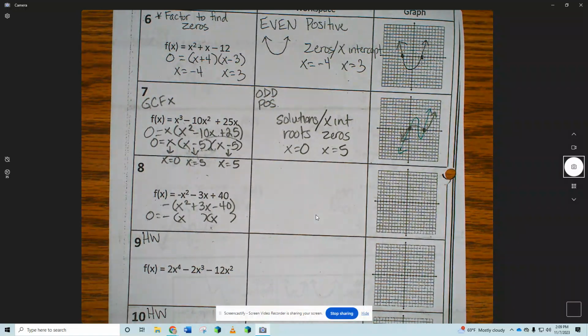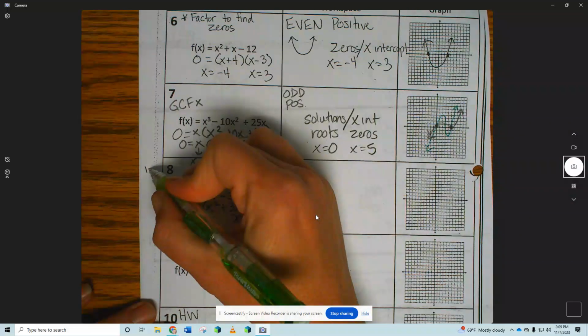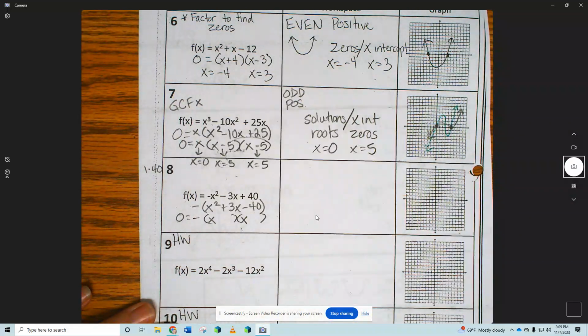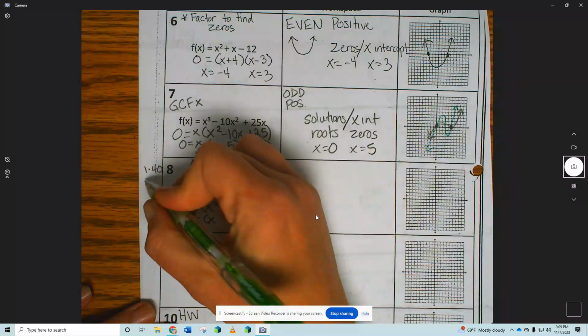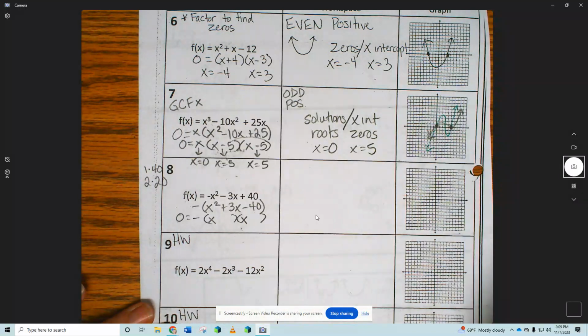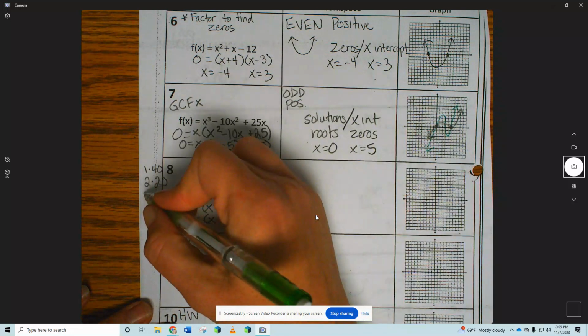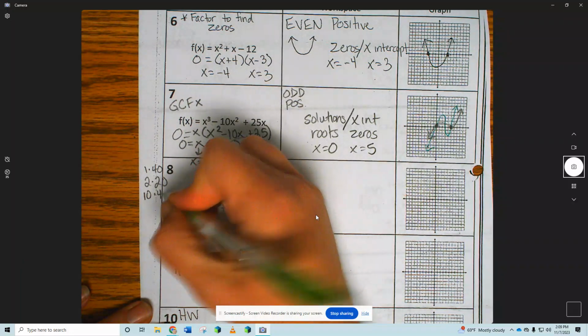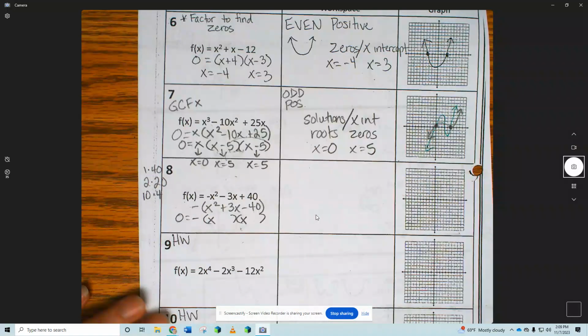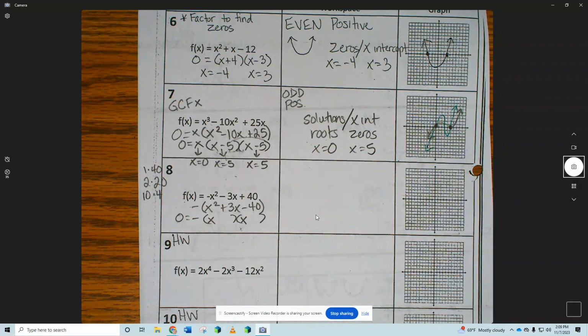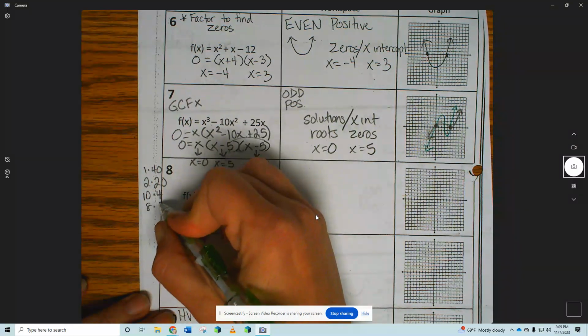Okay, 40, guys. Here we go. 1 times 40. Does that make 3? No. How about 2 times 20? Does that make 3? How about 10 times 4? Does that make 3? What else? Oh, 8 and 5. Does that make 3?